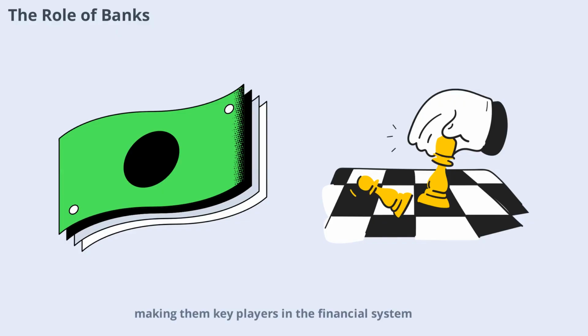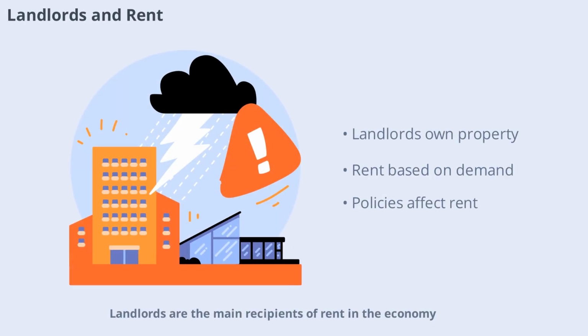Landlords are the main recipients of rent in the economy. They own property or land and lease it to others in exchange for regular payments. The amount of rent charged depends on factors like location, demand, and the quality of the property. In some cases, government policies can also influence rent levels, especially in cities with high housing demand.